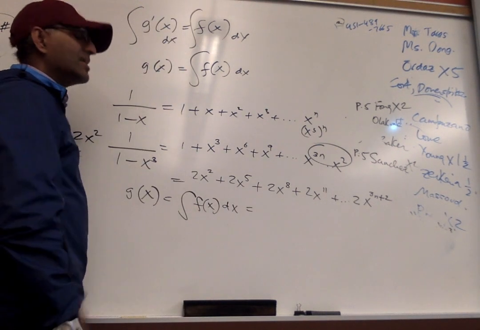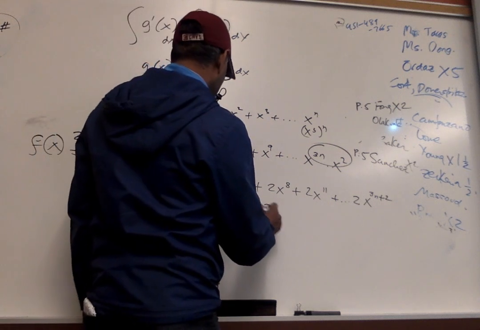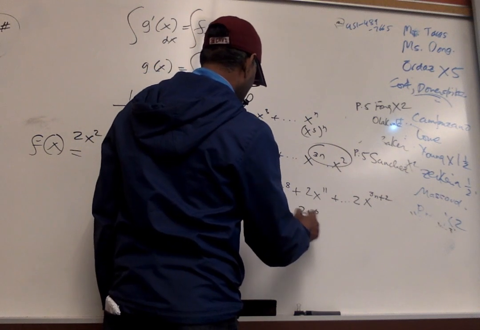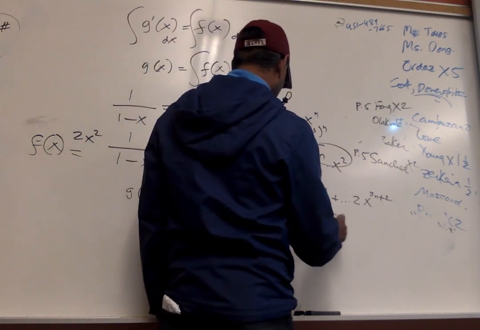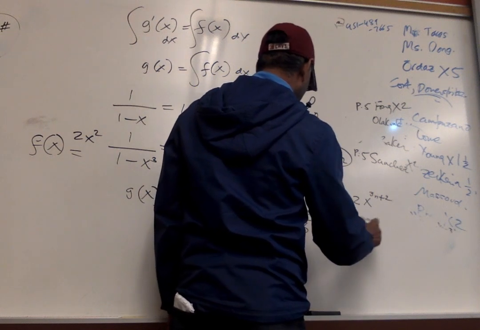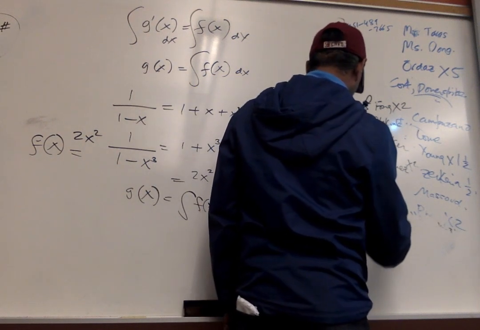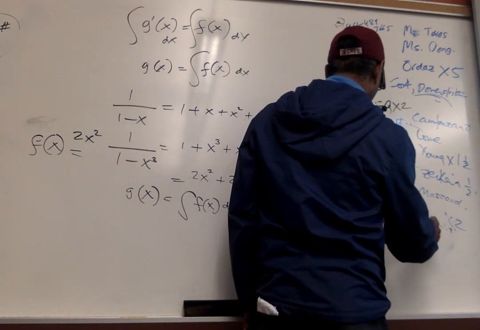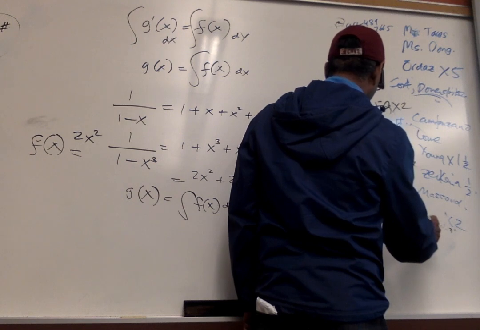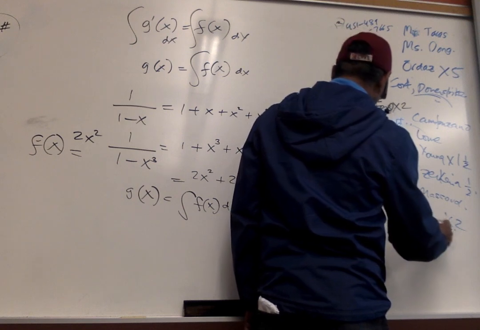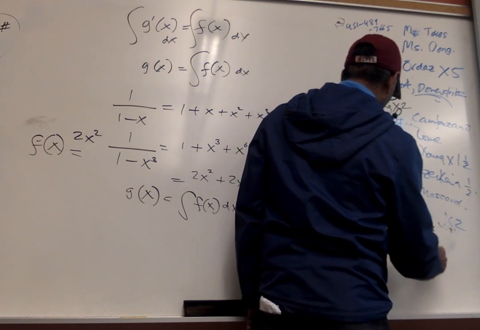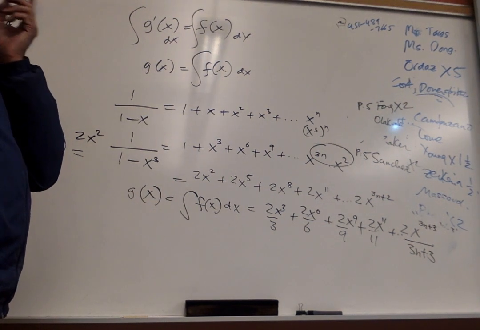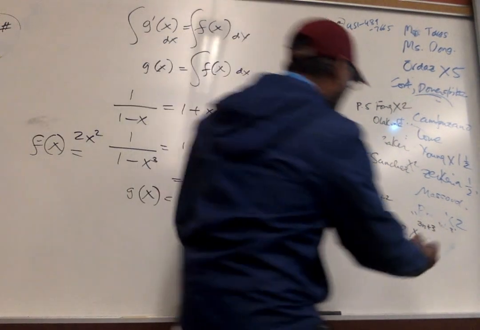Look down. What's the integral of the first term? 2x cubed over 3. What's the integral of the second term? 2x to the 6 over 6. What's the integral of the third term? 2x to the 9 over 9. Fourth term? 2x to the 12 over 12. Careful. What's the integral of the last term? 2x to the power of 3n plus 3 over 3n plus 3. Very good. Power rule. Okay. I'm forgetting one thing. If we've taken an integral, we should write plus c.